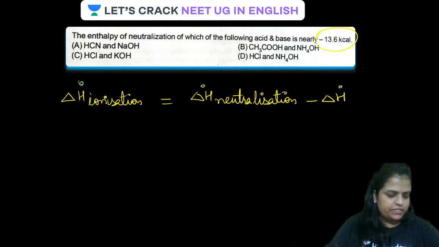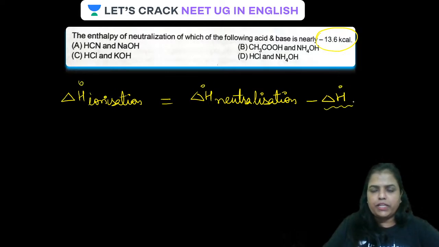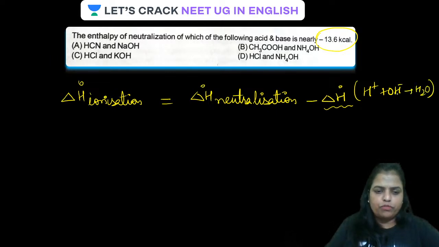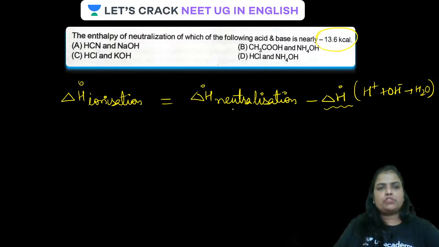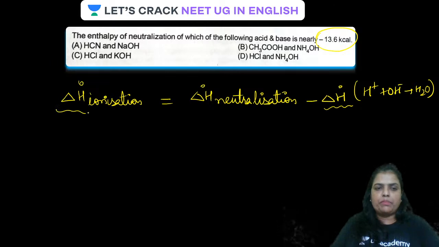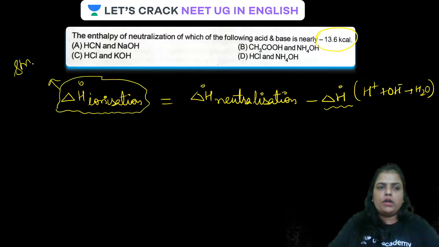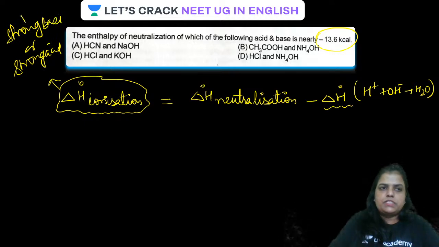Is that clear, guys? This is actually the enthalpy of 1 mole of water. This is H plus and OH minus combining to form 1 mole of water. All done, guys. This value is there. Now what do we have to do? Always remember, the enthalpy of ionization for a strong acid or strong base is taken as 0.